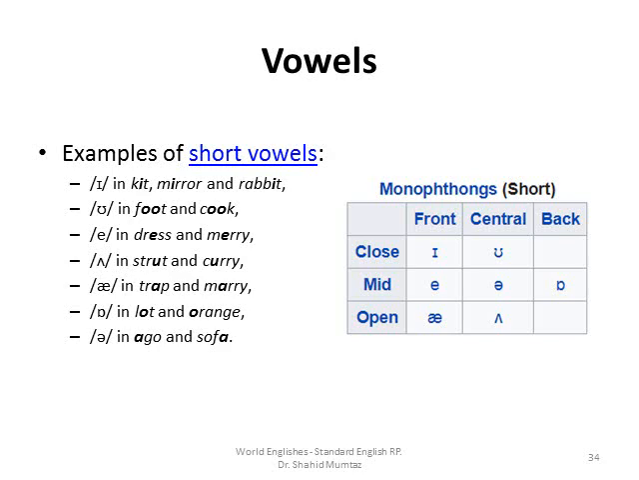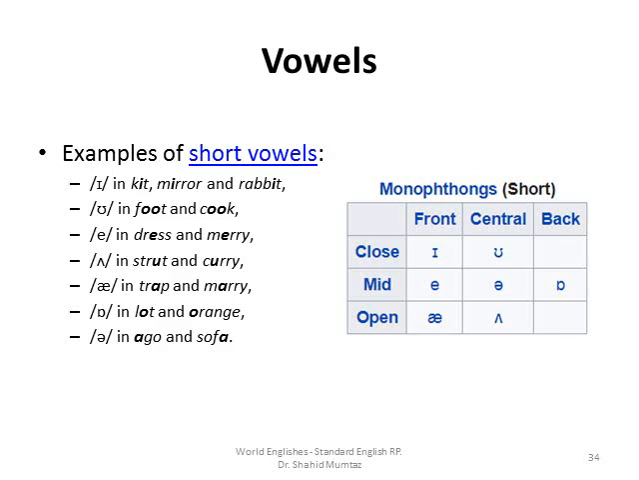Vowels. There are examples of short vowels. We have monophthongs, short vowels, like I as in kid, mirror, and rabbit, U as in foot and cook, E as in dress and marry, A as in strut and curry, A as in trap and marry, O as in lot and orange, A as in ago and sofa. So these are some of the examples of short vowels in RP.